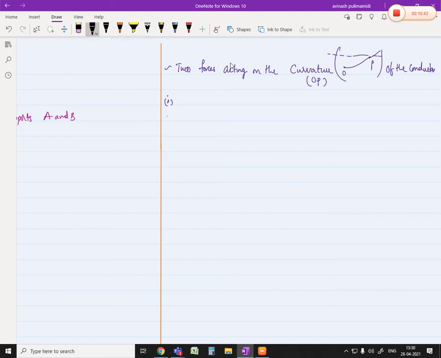So the first point we can note here is the weight of the conductor. What do you mean by weight? Weight is nothing but gravitational force, tensile force. What is the weight? Weight is nothing but W into X of the conductor.